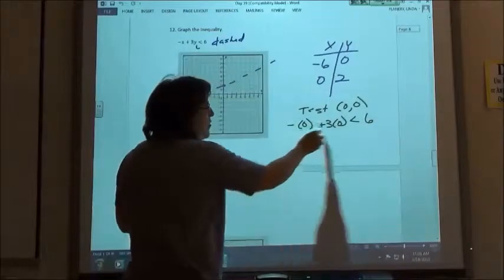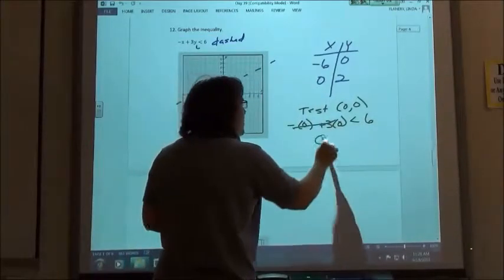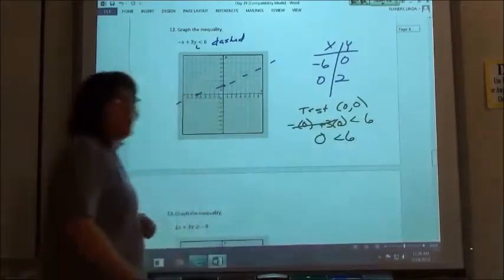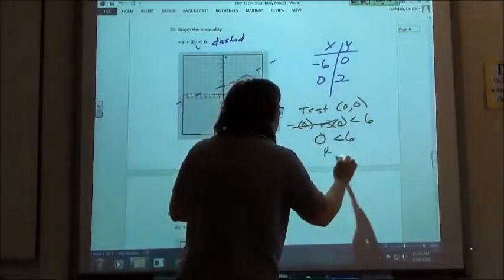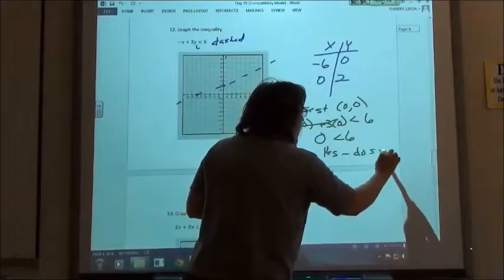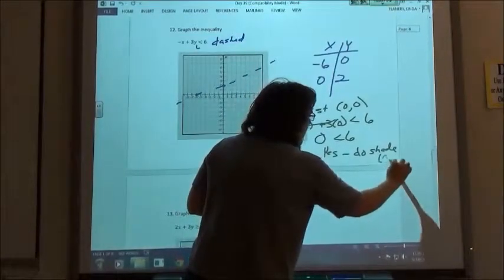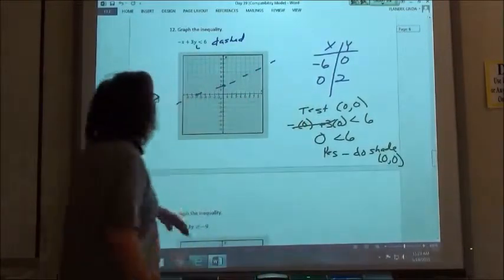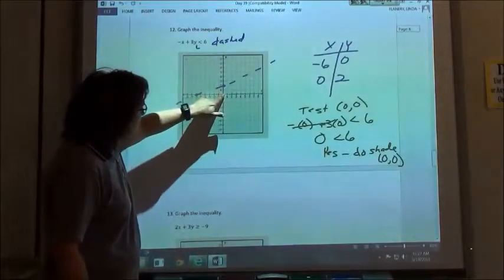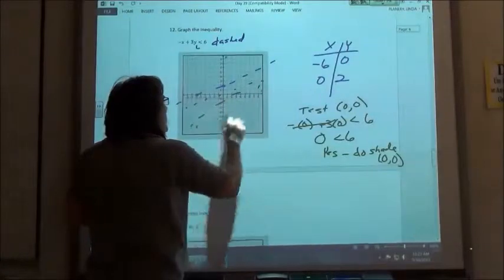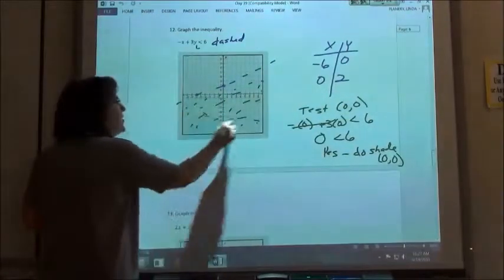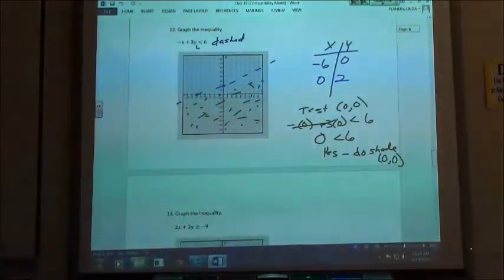Well, if I put 0 in for x and 0 in for y, that whole side is 0. Is 0 less than 6? Well, yeah, 0 is less than a positive number. Yes, so you do shade the 0, 0. So look at my graph. The 0, 0 is right here. That's the side I want to shade. And so I click on my little shading tool. It adds all those little dots in there, and it shaded everything under my line.